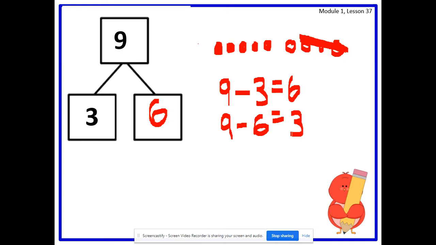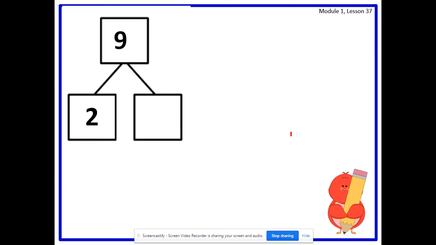Are you ready to practice on your own? I think you are. Ready? Look at the number bond. I'm going to say the steps and you're going to follow along. If you need time, go ahead and press pause and then we will check our work.